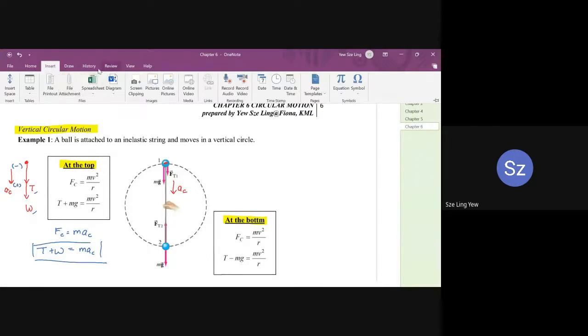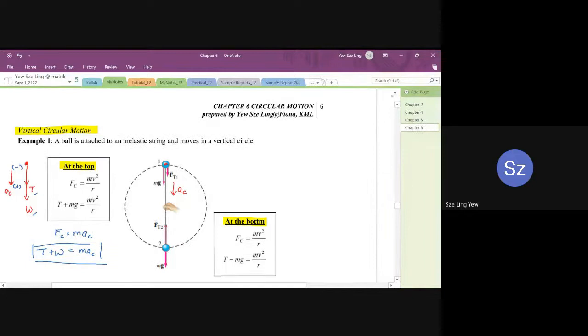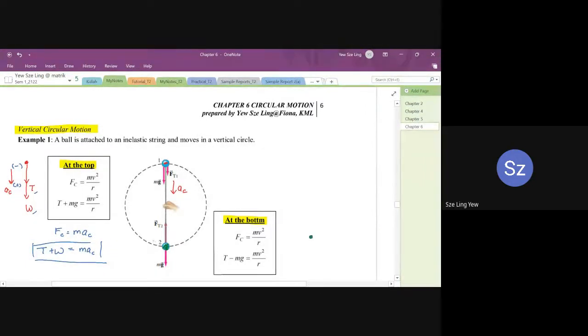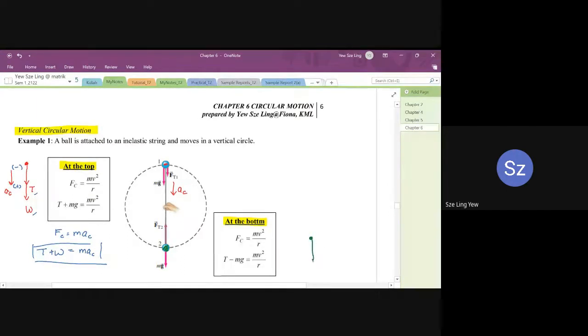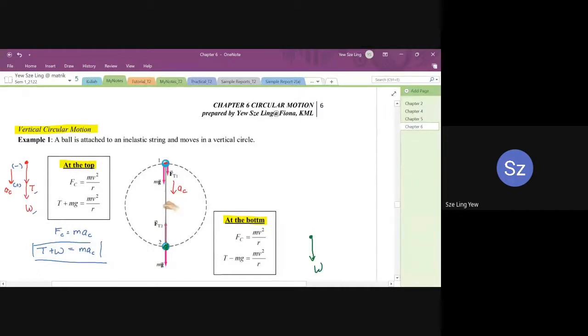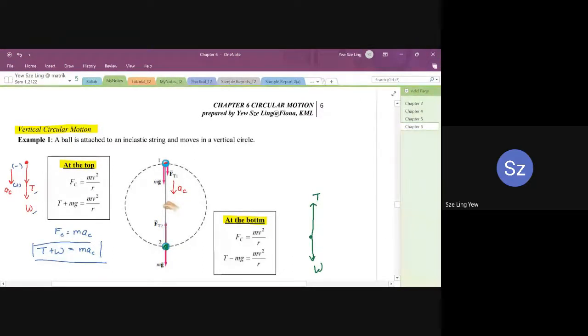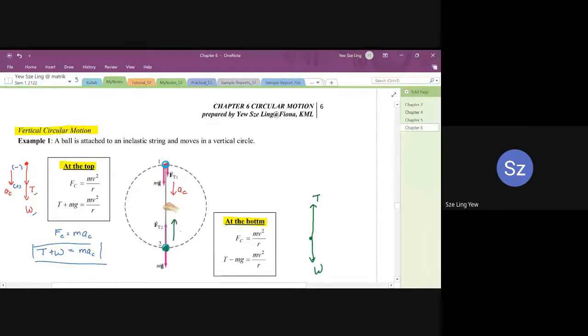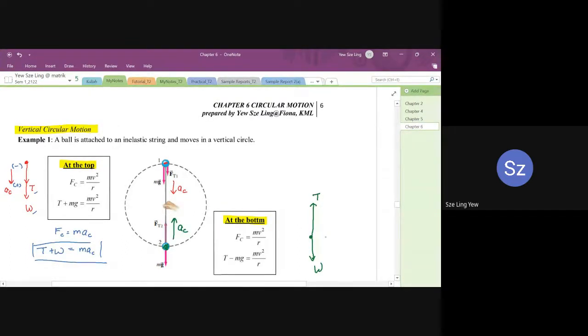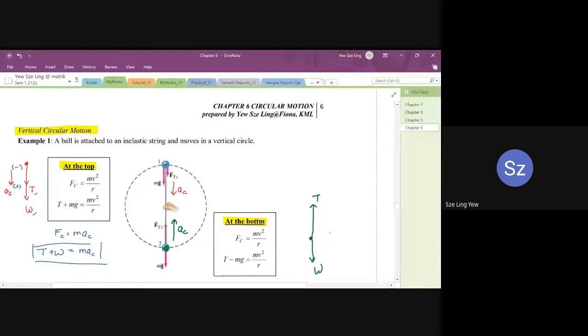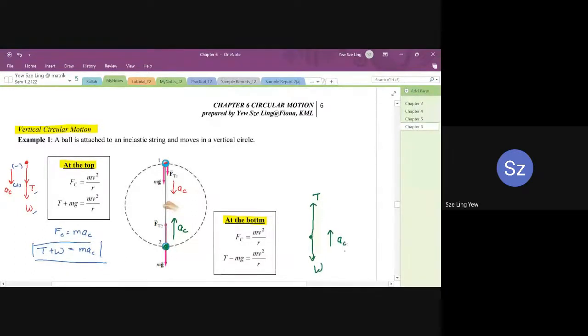Now, how about the object at the bottom? For the object at the bottom, this is my free body diagram. Every object comes with weight, and weight is always pointing downwards, right? And then the string is tied to the object. Now my tension is pointing upwards, because now my string is above the ball. So upwards T, but downwards W. How about the direction of AC? Remember, AC is always pointing towards the center. So when my object is at the bottom of the vertical circular motion, my AC is pointing upwards.